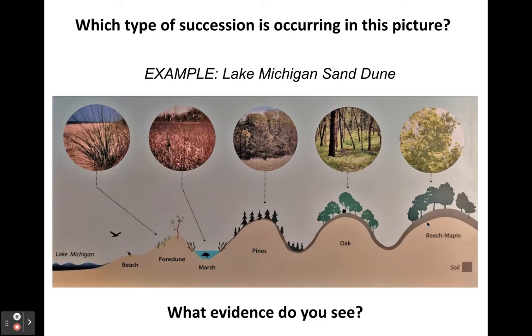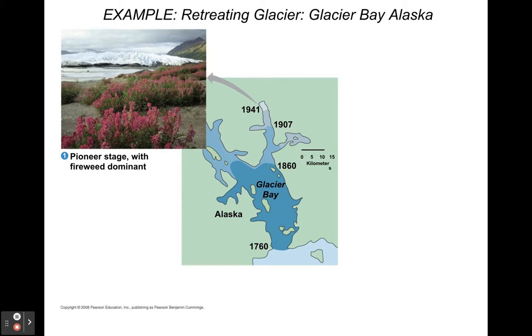All right, another example is in Glacier Bay, Alaska, with this retreating glacier. In 1760, we know that the glacier came all the way to the mouth of the bay. And in 1860, it had retreated back to this point, 1907 to here, 1941 to here. And so we can look at what is the plant life along this continuum, and look at that as an example of succession.